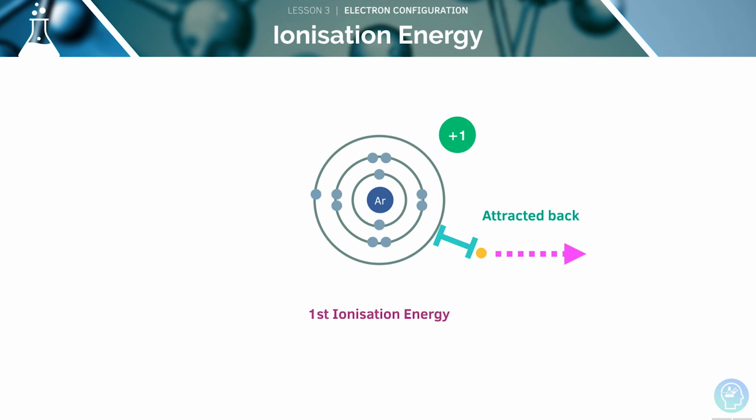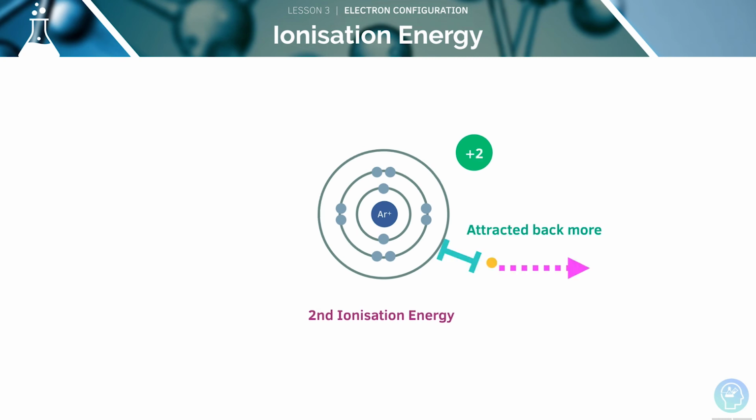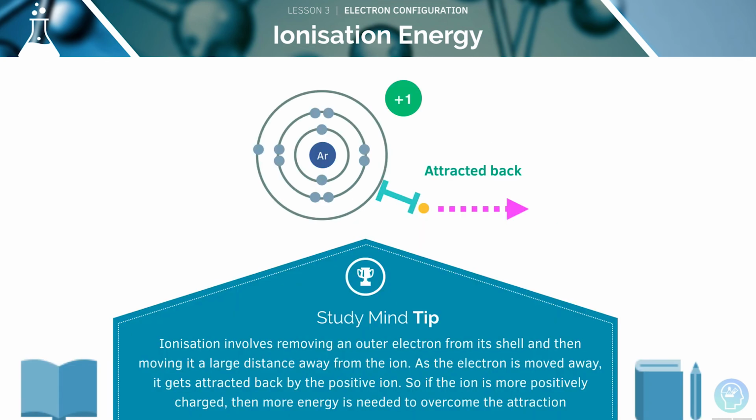Ionization energy is defined as removing one electron and moving it an infinite distance away. When you remove the electron, it is attracted back to the positive ion. The second ionization energy will be a higher value than the first ionization energy. This is because when the second electron is removed, it is attracted back more because the ion has a higher charge.